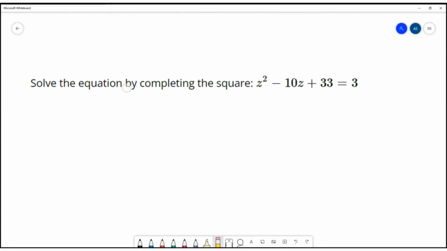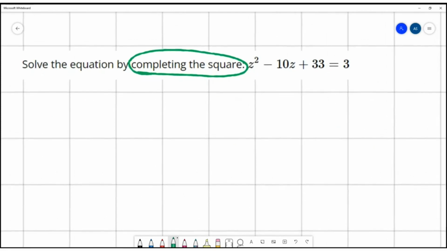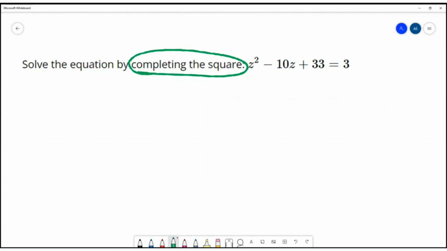For this question, we want to solve the equation by completing the square. Once again, we have a quadratic equation, z squared minus 10z plus 33 equals 3. And we want to use this method of completing the square. With this method, the first two things that you want to do are to isolate the variable terms onto one side of the equation, and make sure that the coefficient of the squared term is a 1.